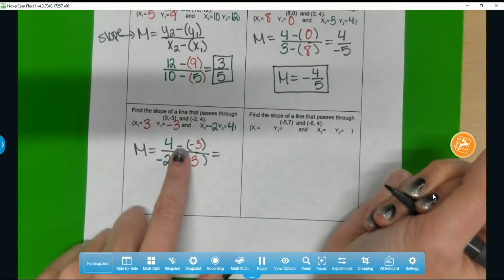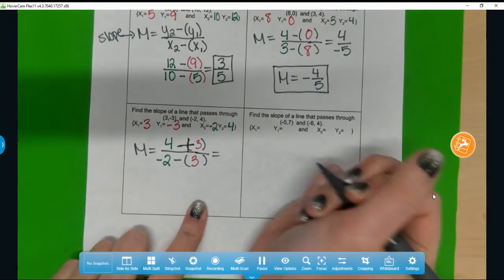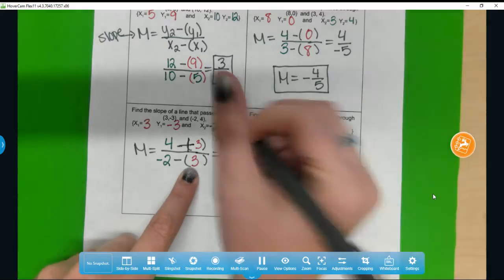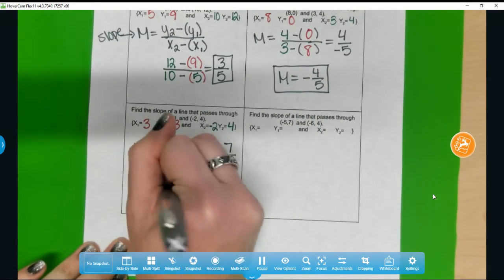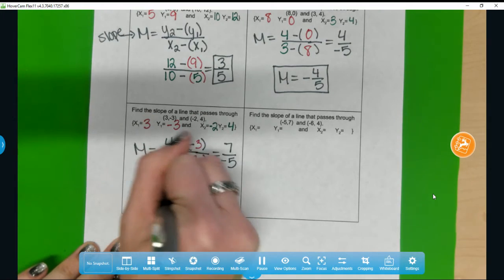Okay, remember, when you have a minus and a negative, if you're not putting this in Desmos, it's really adding. So 4 plus 3 is 7. Negative 2 minus 3 is negative 5. So we have a slope of negative 7/5.